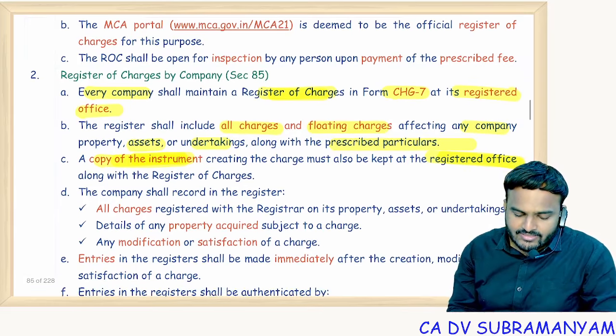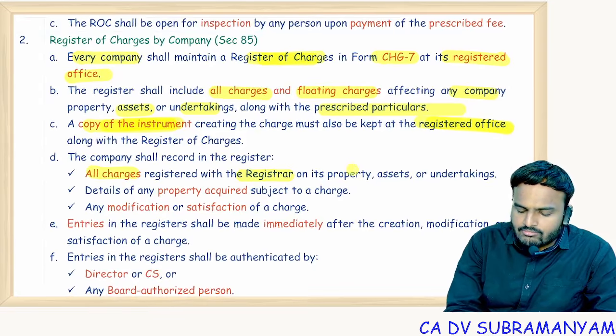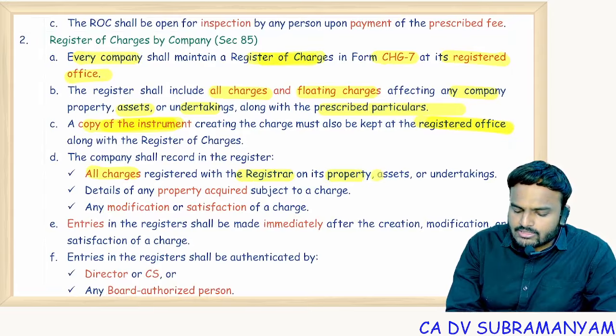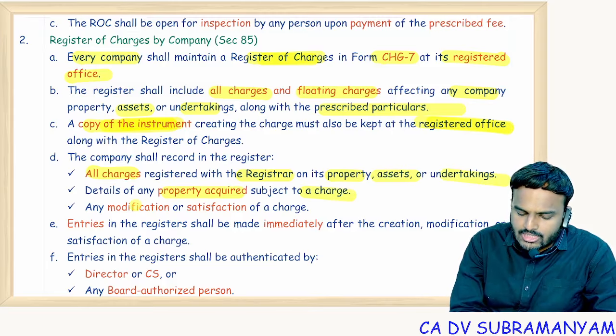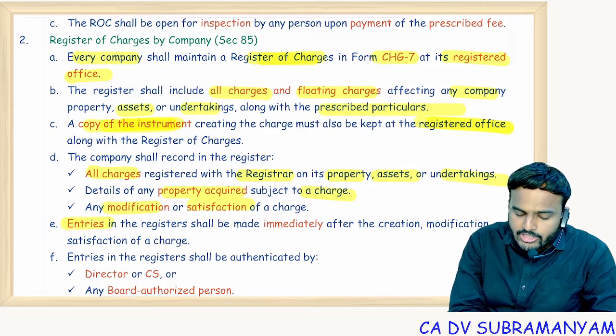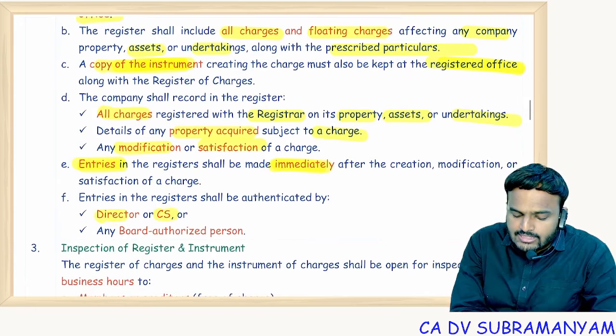Violation. The company shall record in the register all charges registered with the ROC on its property, assets and undertaking, and details of any property acquired subject to a charge, modification, or satisfaction. Entries should be made immediately. And whose responsibility? The CS, a director, or any person authorized by the board.